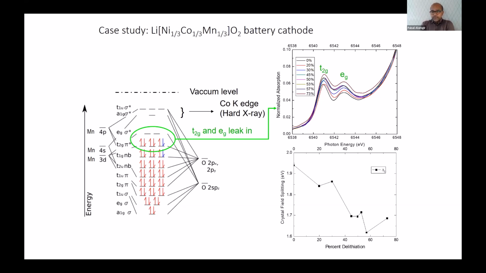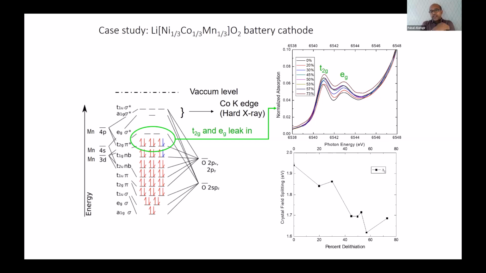When we focus on the manganese, it happens to have a partially filled T2G and an empty EG, and so we were able to get both. I believe that's true; in any case, we have empty states in both T2G and EG for manganese. But in the case of cobalt and nickel, the T2G is filled, and so we are not able to see the T2G. We only see the EG. In the case of manganese, we see both, and therefore we can use the centroid positions of these to map how the crystal field splitting changes as a function of de-lithiation.